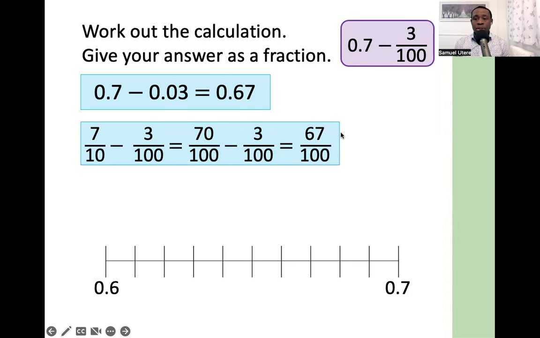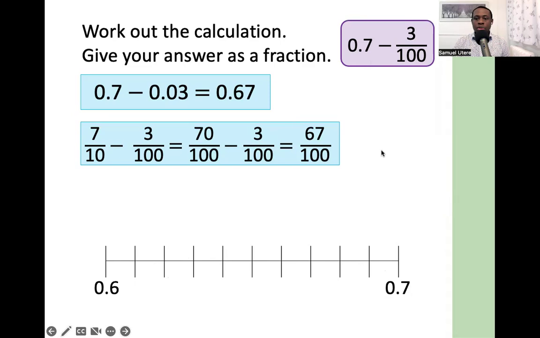You could also use a number line to do it. So we're using between 0.6 and 0.7 because we know that we want to subtract hundredths from there. So dividing, we know the difference between them is 0.1. Dividing 0.1 by these 10 intervals means each of these is 0.01. So that way we can subtract 0.03 from it, which is 3/100.